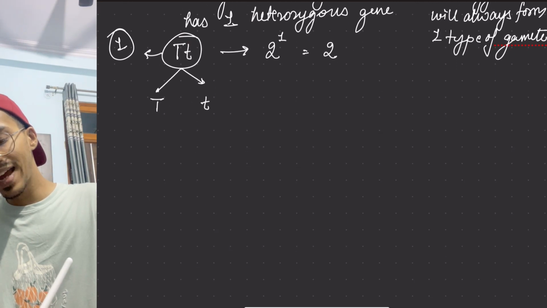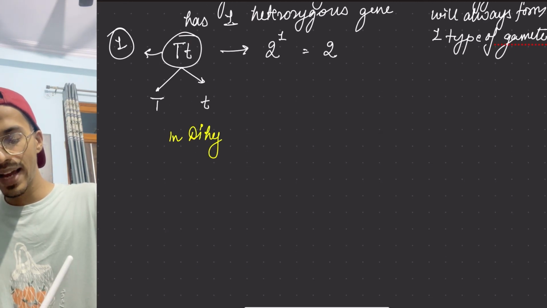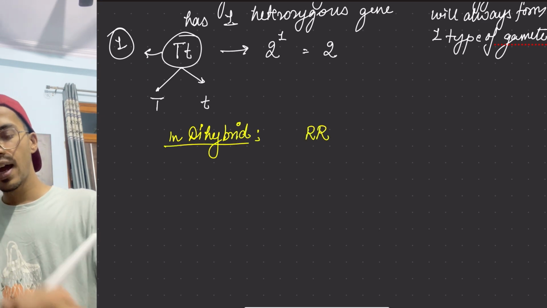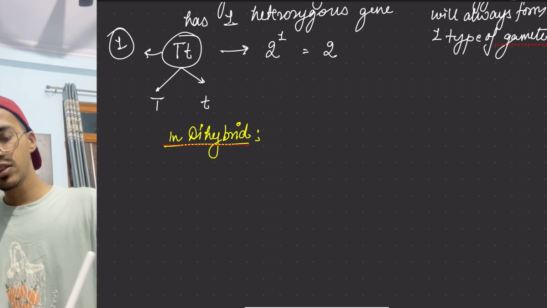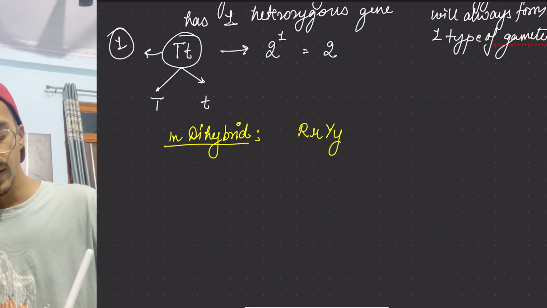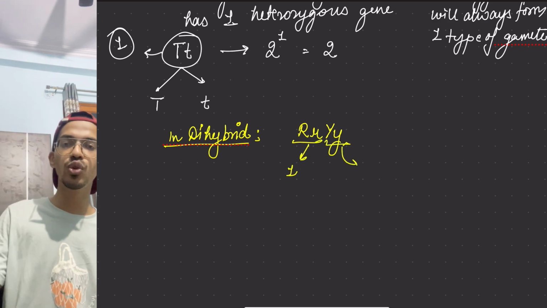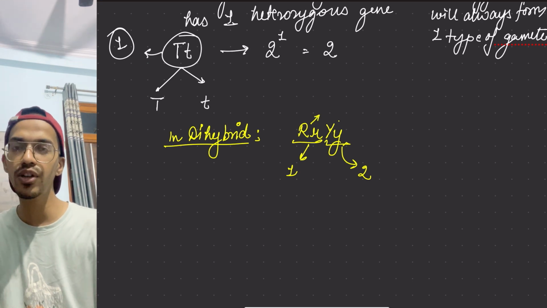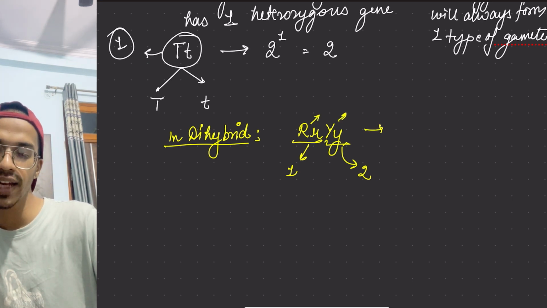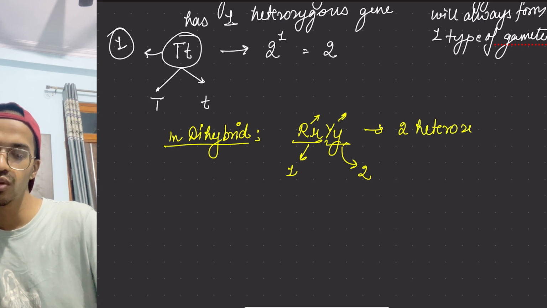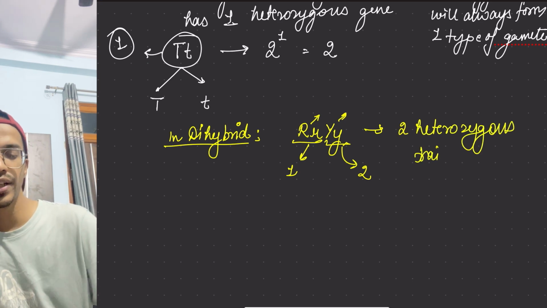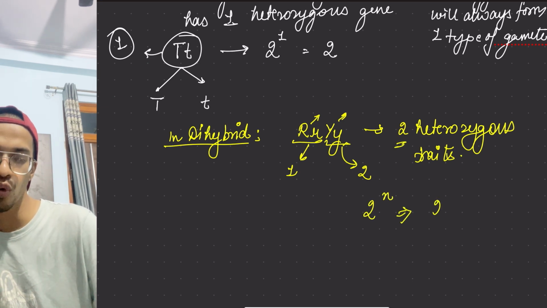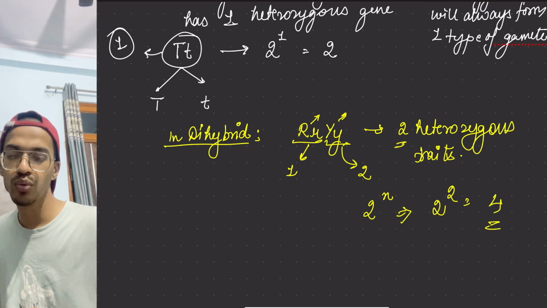So now in dihybrid, for example, capital R and 1 we have done. And over here we obtained the hybrid, capital R, small r. So here this is 1, this is 2. So we have 2 heterozygous traits. One is for the shape of the seed, other is for the color of the seed. So these are 2 heterozygous characters, 2 heterozygous traits. Let's put it in the formula. 2 raised to power n, that is n value is 2. So 2 raised to power 2 is 4. Means 2 multiplied by 2 is equal to 4.